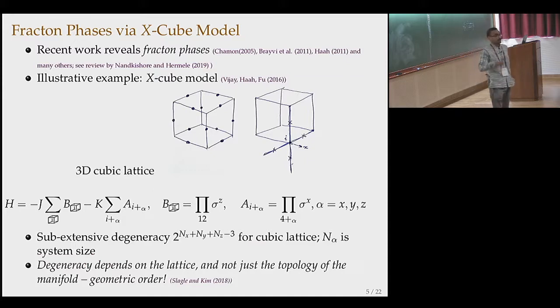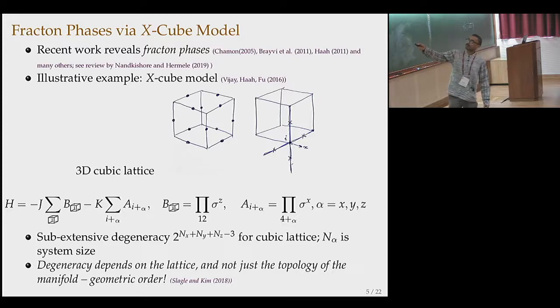I'm not going to go historically through these developments. Rather, I'm going to take an approach where I'm going to use a single model to try and illustrate all the essential ideas, okay? So the main idea is that you can try to define theories, say, on a cubic lattice, where each link of the cubic lattice has an Ising spin, and you define a magnetic term as a product of 12 spins.